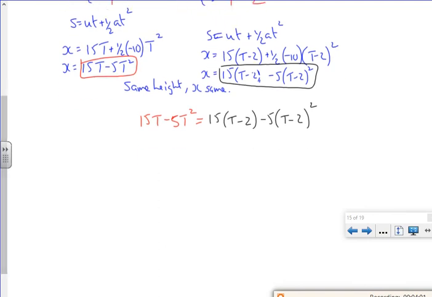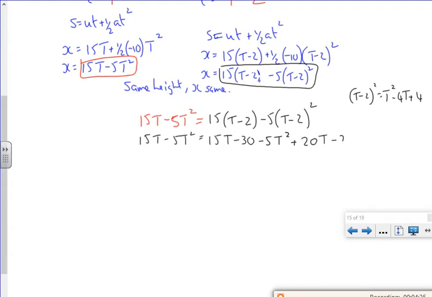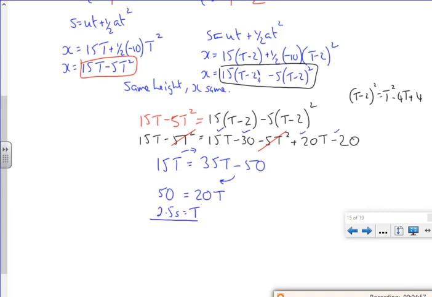Right, so I need to expand the right hand side here, don't I? So I've got 15t minus 30. T minus 2 all squared would be t squared minus 4t plus 4. Times it through by minus 5 would be minus 5t squared plus 20t minus 20. Is anything going to cancel out? Look at that, t squared's going to cancel. So I've got 15t, 15 plus 20 is 35t, and minus 30 minus 20 is minus 50. If I do some switching around, I've got 50 is equal to 20t. T is 2.5 seconds. So I've got the time when they're together.